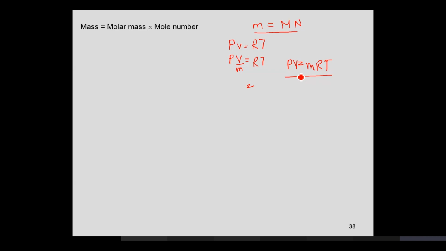Yes, sir. Now, if I replace over here m with molar mass and number of moles, I would have this equation: PV equals M N R T. Is this equation clear to you?